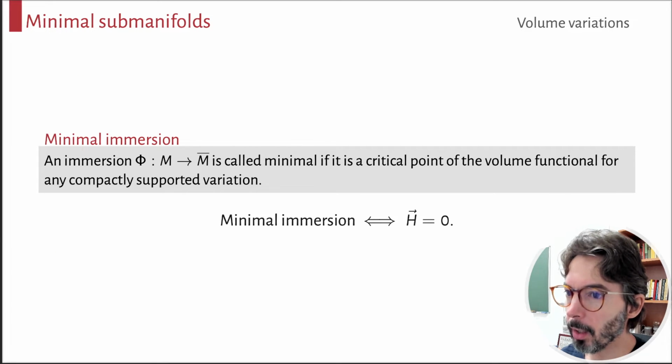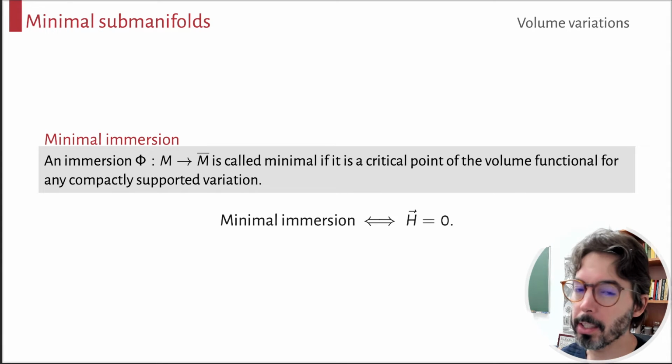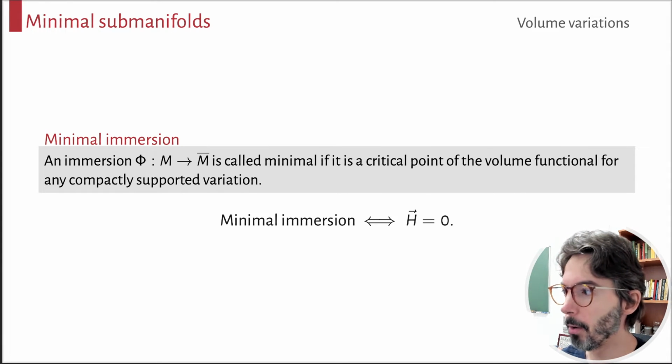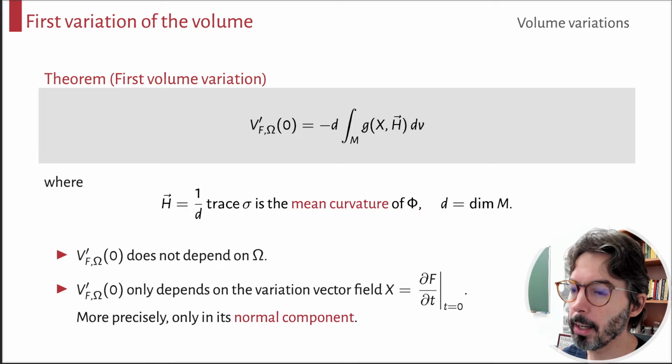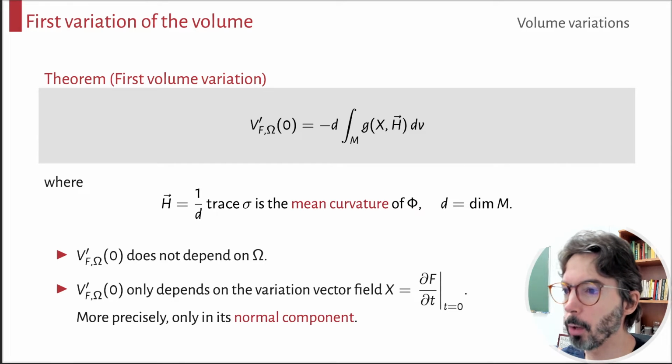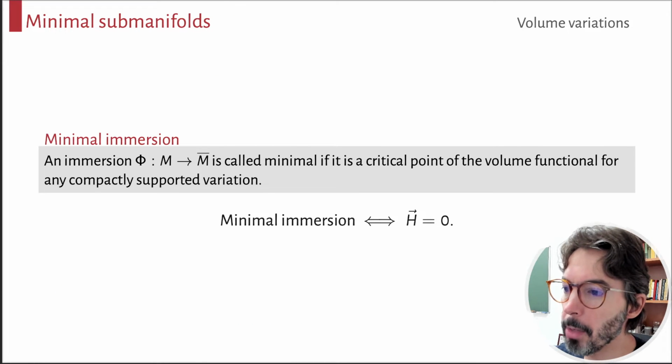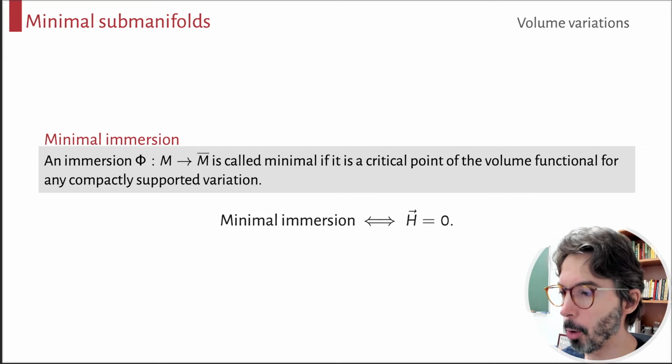So now, a minimal immersion. An immersion is called minimal if it's a critical point of the volume functional for every compact support variation. If we take a look at the first derivative of the volume functional, we immediately see that critical points are actually those with vanishing mean curvature. Okay, so actually minimal immersions are those with zero mean curvature at every point.